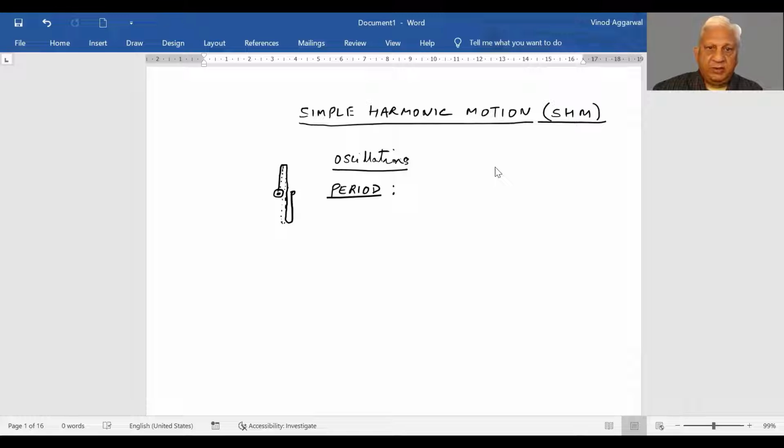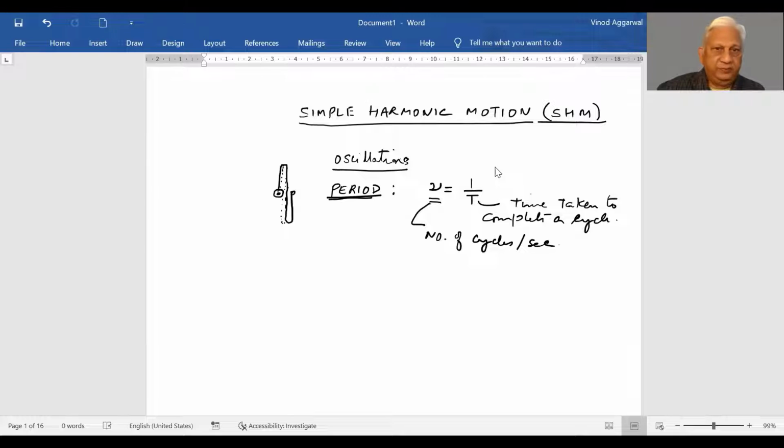This can be measured in terms of frequency also. Frequency is inverse of time period. Time period is a time taken to complete a cycle. Okay. So we have time period, and inverse of time period is frequency. Frequency means number of cycles per second executed.